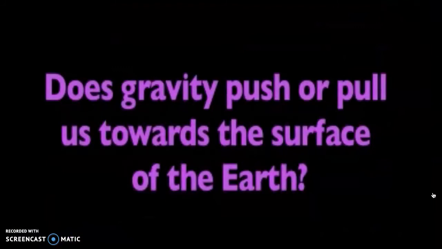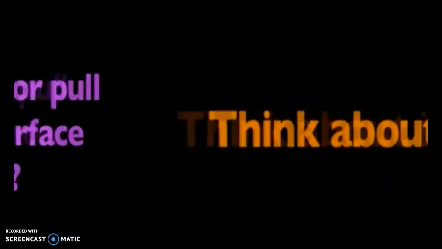Now that you better understand forces, think about this. Does gravity push or pull us towards the surface of the Earth? Think about it.